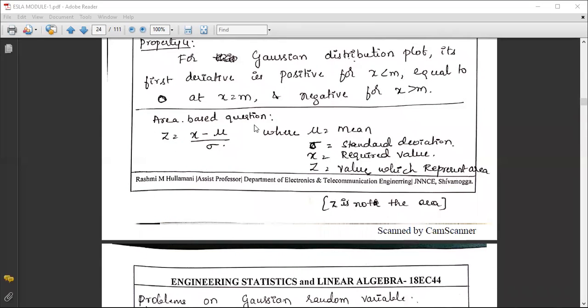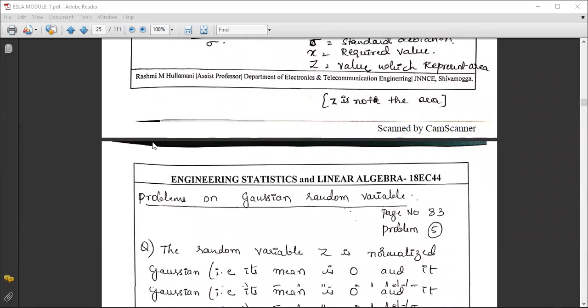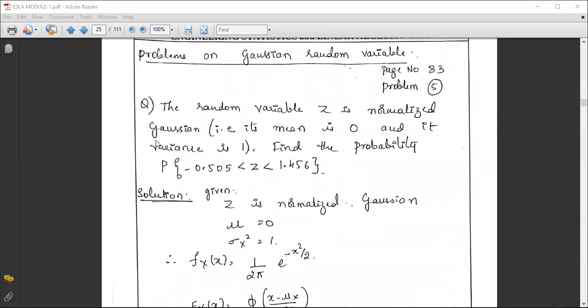For area-based questions, Z equals (x minus mu) by sigma, where mu is the mean and sigma is the standard deviation. x is the required value, and Z is the value which represents area. Z is not the area itself; Z is a standard value which represents area. Okay, now problems on Gaussian distribution.